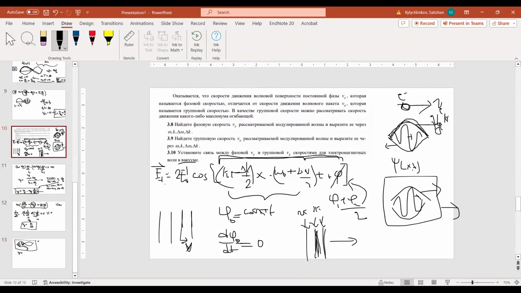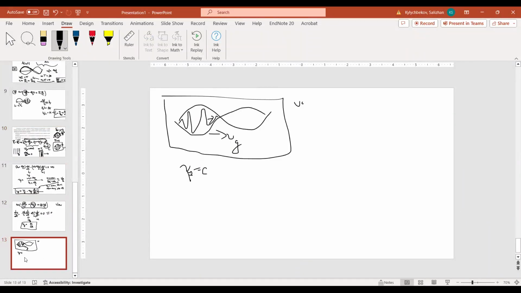And what about the group velocity? How do we find VG? VG is equal to d omega over dk.